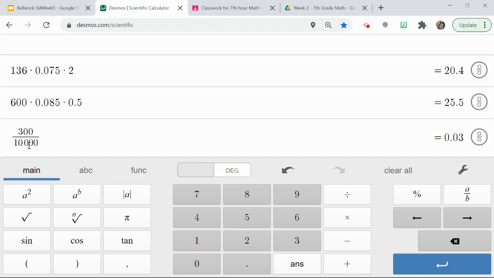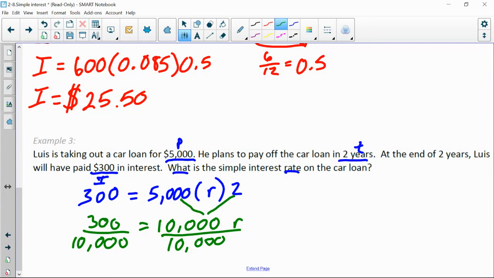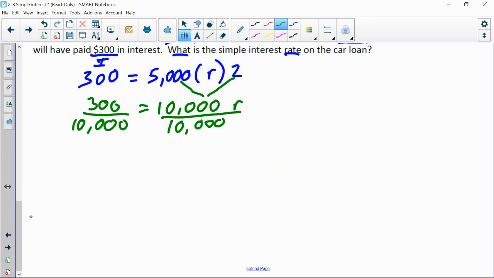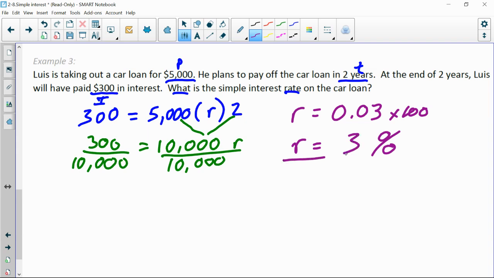So this is what we're looking for right here. What was our rate? Now, that's a decimal. If we say R equals 0.03, that's a decimal. I need to multiply it by 100 to make it into a percent. So we get 3% as the rate on Lewis's loan. Okay.